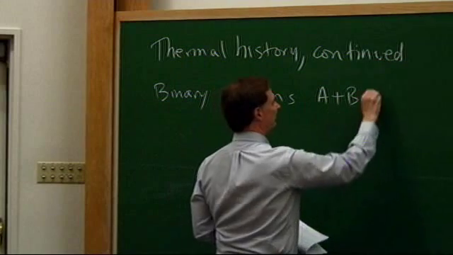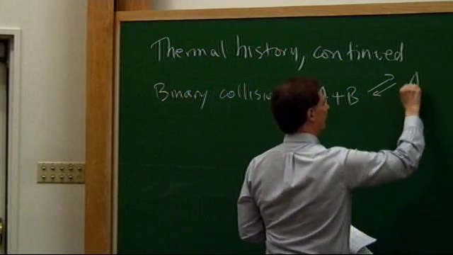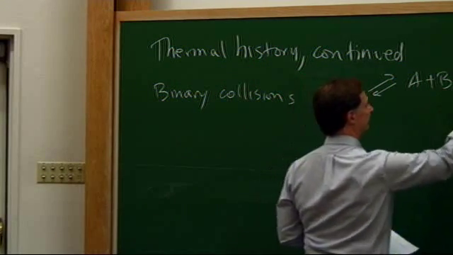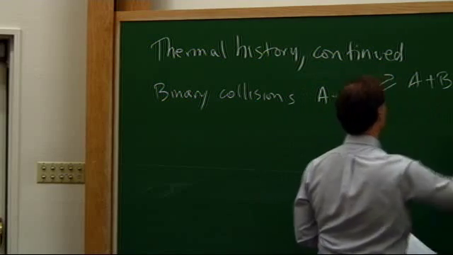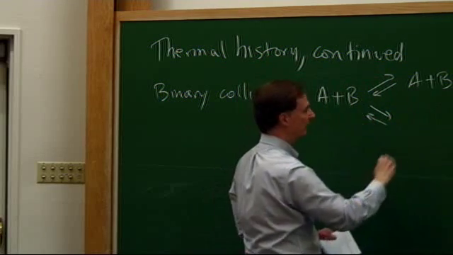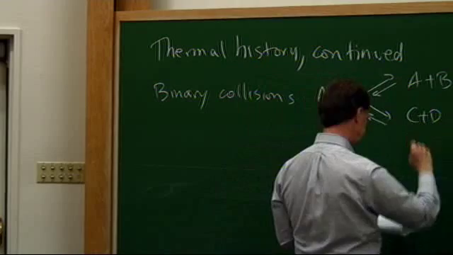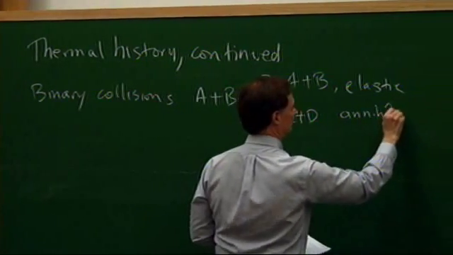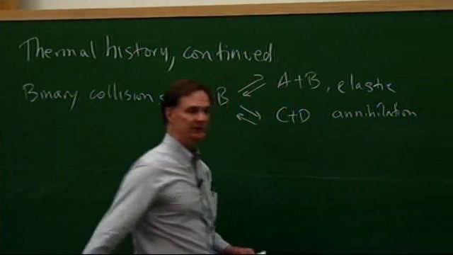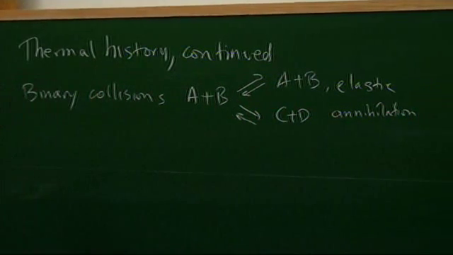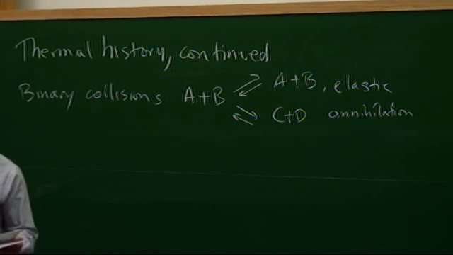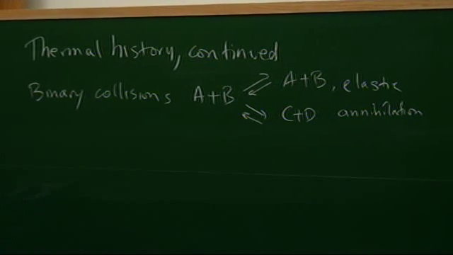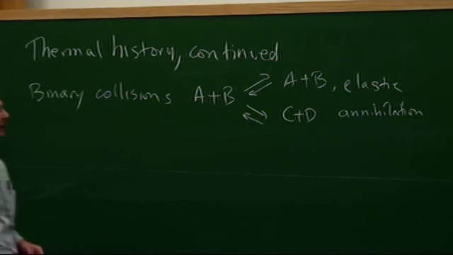If I have two species A and B, they can either scatter elastically or the species can change, as, for example, occurs in annihilation or creation of particles. There are, of course, other cases. You can have excited states in the final products or in the initial products and so forth. I'm not going to go into too many details here.